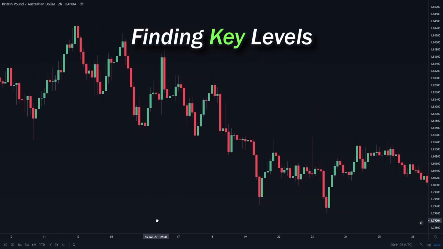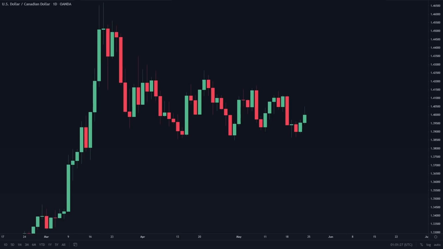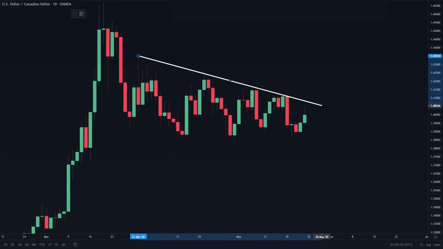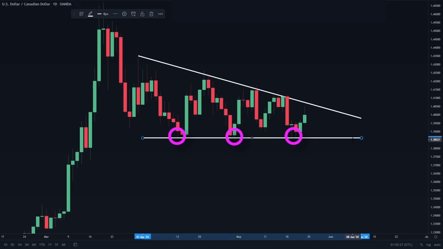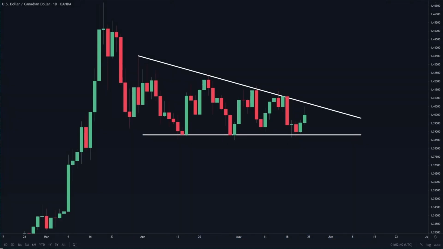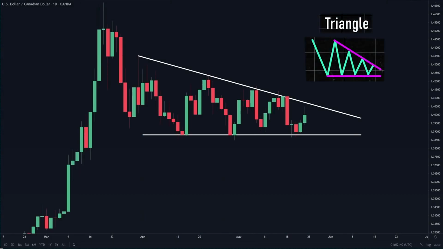Let me give you an example. So here, as we look at the top of the chart, we can see that the price is forming lower highs, meaning we can draw a downtrend line above it, because again, there are multiple rejections. Next, we look below the chart, we saw more rejections, and we draw a support line below here. Now, if you look closely, we actually just found a triangle pattern, because we have the same key levels, a downtrend line and a support line.